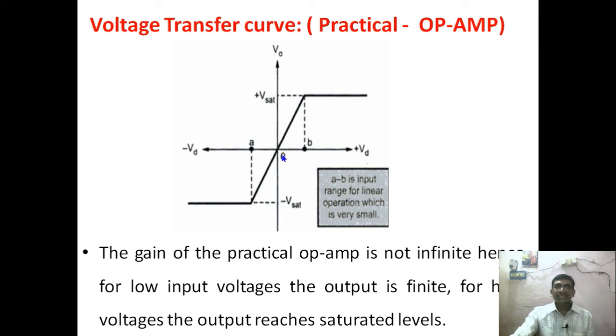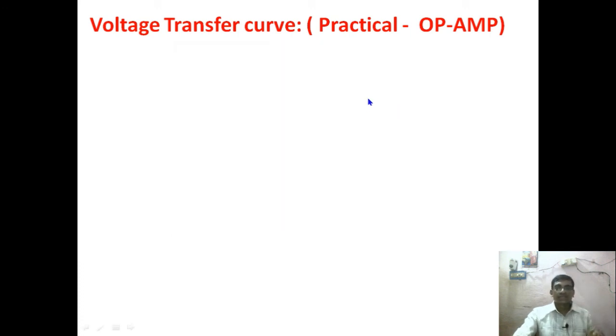But in the practical case, we do not have it like that, and here we will have some linear range of operation from the voltage A to voltage B. In this linear range of operation, we will get linear outputs between the input and output signals.